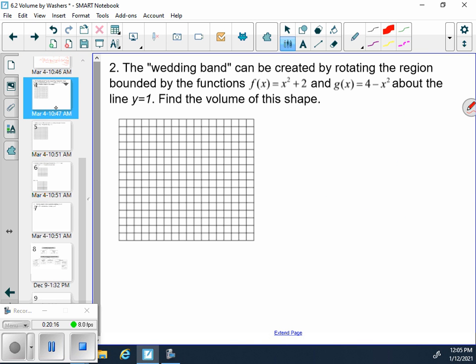Oh, I love this problem. The wedding band can be created by rotating the region bounded by the functions x squared plus 2 and 4 minus x squared about the line y equals 1. Find the volume of this shape. This is really cool looking. So let's first graph it to make sure what the problem looks like. And you'll see that it is indeed a washer method.